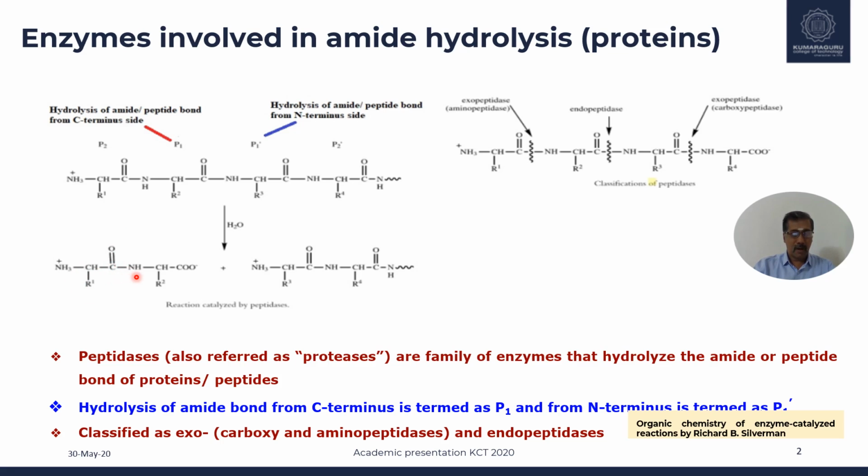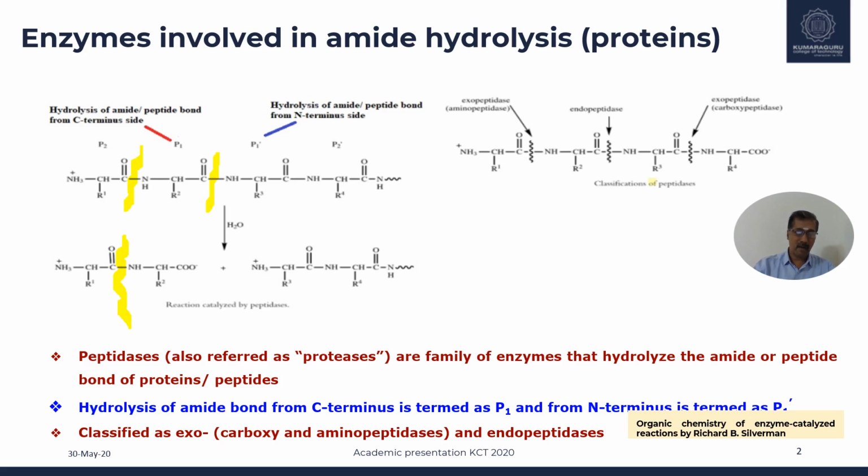So you can see CO and NH, this particular bond, and hydrolysis of this particular bond. Here the carboxyl group is contributed by this amino acid. Hydrolysis of an amide or peptide bond from the C terminus is contributed by a particular amino acid, so that can be denoted as P1 and P2 like this. Now this CO belongs to this amino acid, this CO belongs to this amino acid. So the bond to be hydrolyzed should be like this. So this bond should be hydrolyzed and this bond should be hydrolyzed.